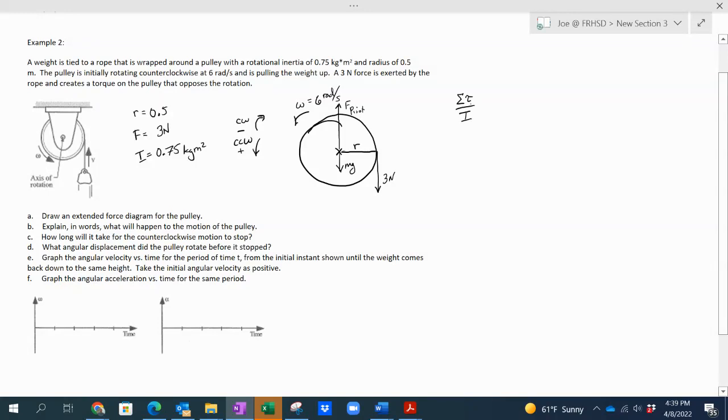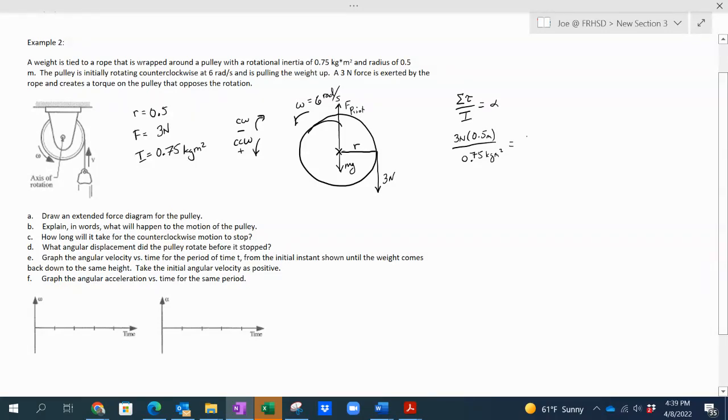So the net torque over the inertia, very similar to force over mass, will equal our angular acceleration. In this case, we have a force exerted of 3 newtons at a radial distance of 0.5 meters from that axis of rotation, divided by the inertia of the object, the angular equivalent of mass, the difficulty or ease with which it rotates.